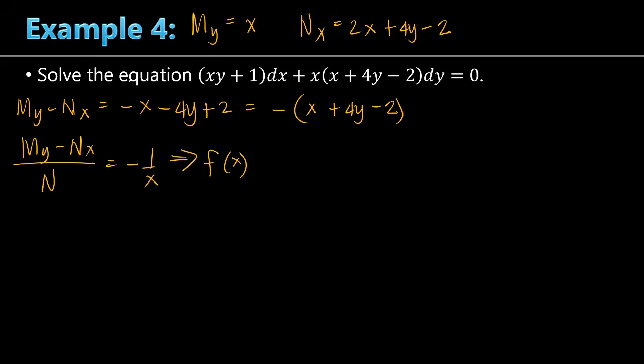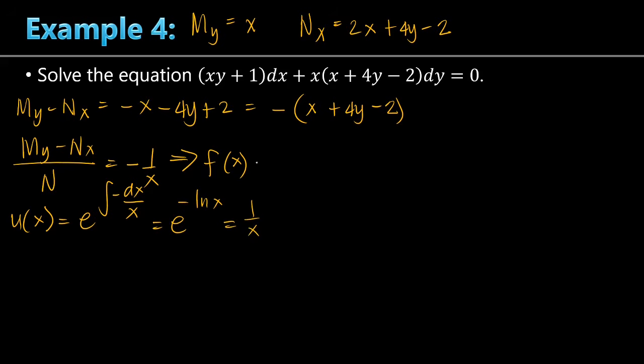At dahil alam ko na siya, pwede ko nang makuha yung integrating factor ko na in terms of x, which is e raised to the integral of negative dx over x. Pag in-integrate natin yan, e raised to negative ln of x, or this is simply x raised to negative 1, or 1 over x. Ayan siya. Now, ito i-multiply ko dun sa given para maging exact siya.